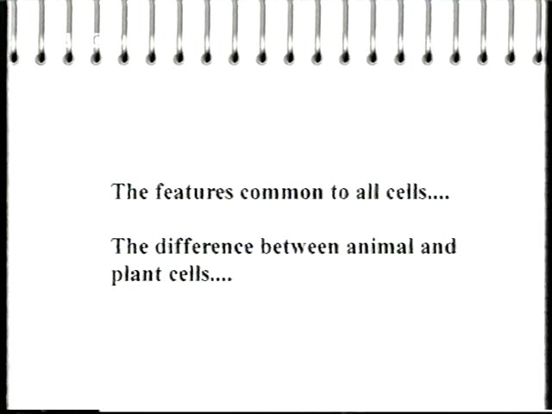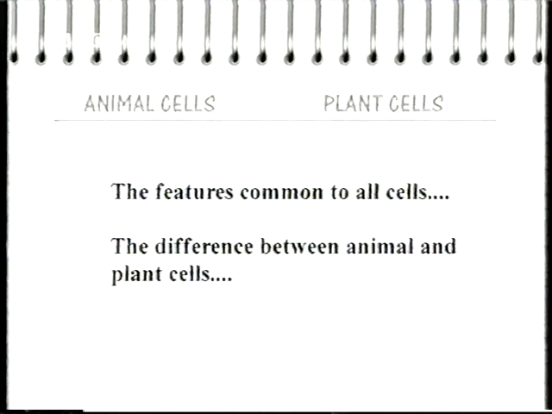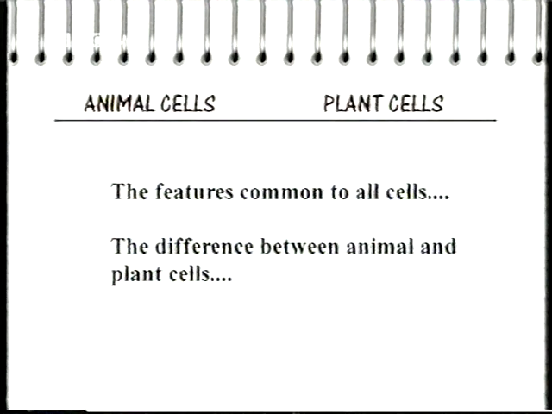For your exam, you need to know the features common to all cells and the difference between animal and plant cells. Set up 2 columns headed animal cells and plant cells and note down their similarities and differences as you watch the next section.